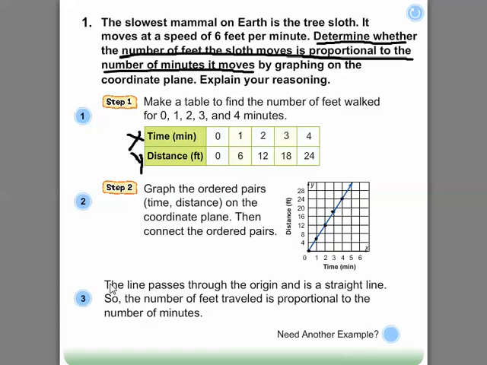So the line is going to pass through the origin, which is the 0, 0 mark, and then it's a straight line. So the number of feet traveled is going to be proportional to the number of minutes.